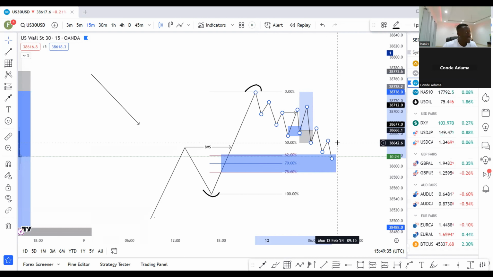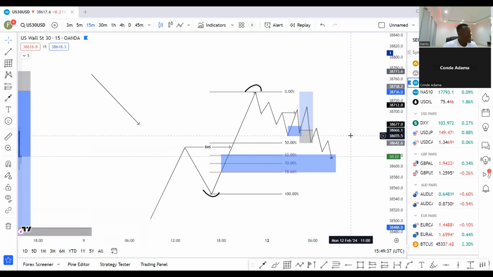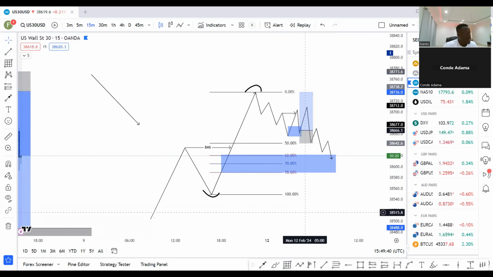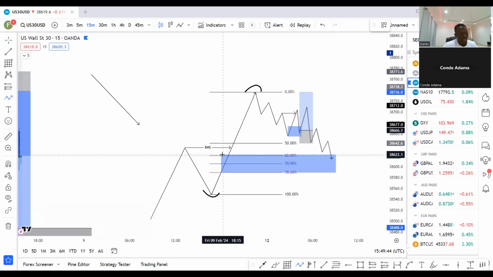You get it? So when price is coming down here, what we are waiting to do is see price tap into our higher time frame demand level inside our discount price. And when price taps in, you need to know that the smaller time frame is telling us that we are in a downtrend.